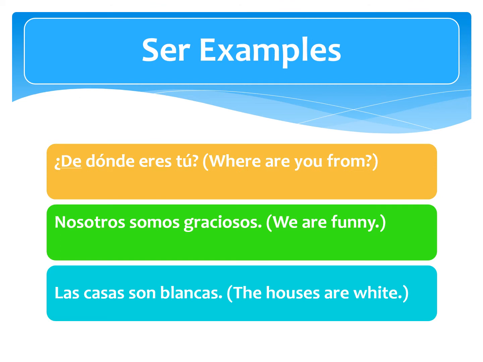All right, here's some examples of how we use the verb ser in the present tense. De dónde eres tú? Where are you from? And typically de and ser are going to go together to talk about place of origin. Nosotros somos graciosos. Las casas son blancas.